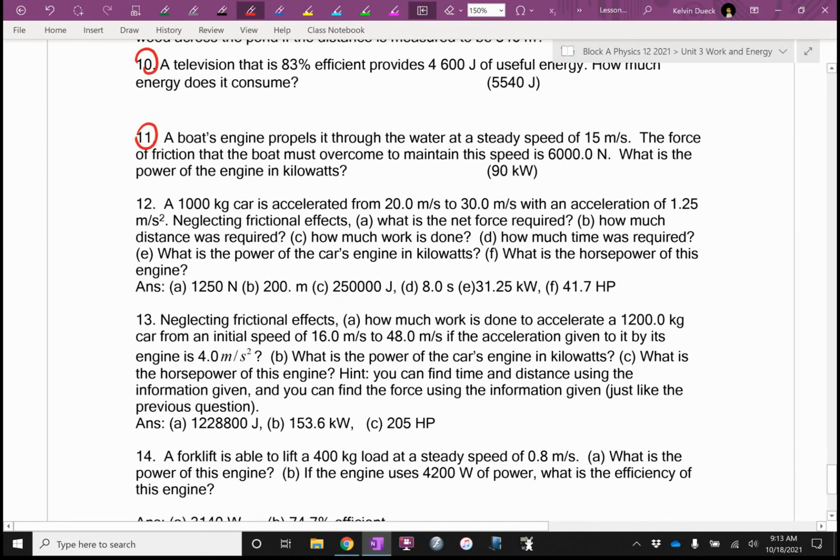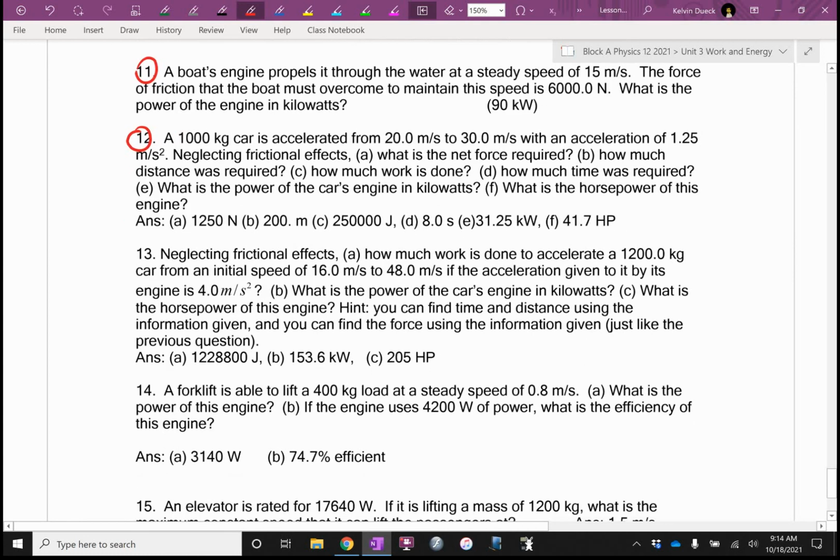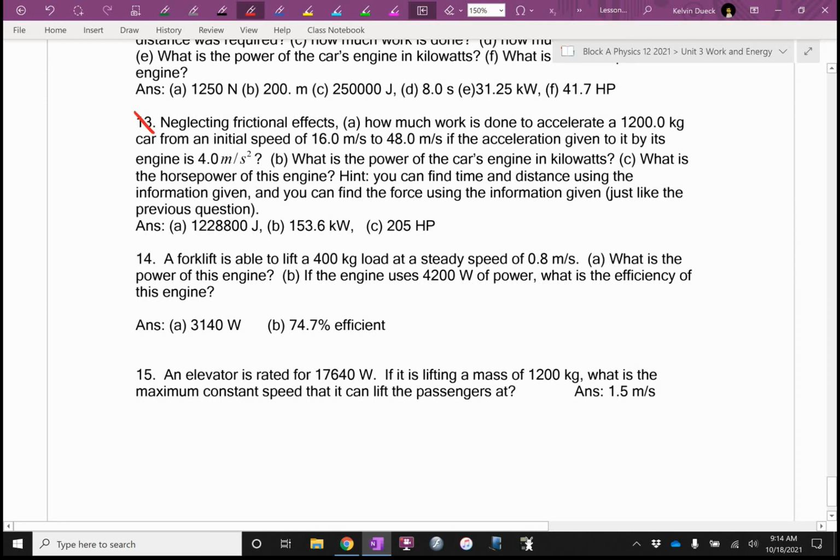Can we do 12? It's accelerated from there to there with an acceleration of blah, blah, blah. What's the net force? The what force? The net force. Sure, you can go MA, that works. Distance you can find. Sure, 12 is a nice review of a little bit of everything in Physics 11. I'll skip 13. 14 is good, 15 is good. So basically I skip 13.